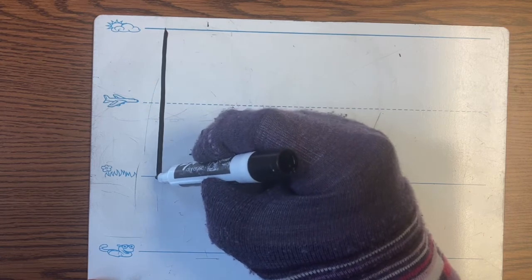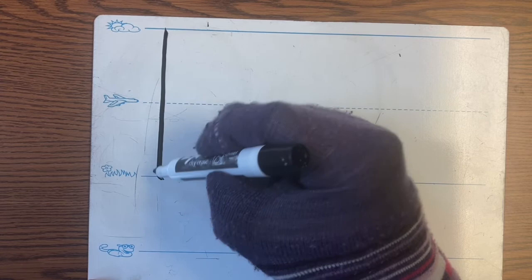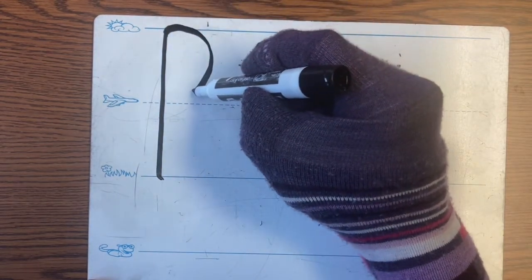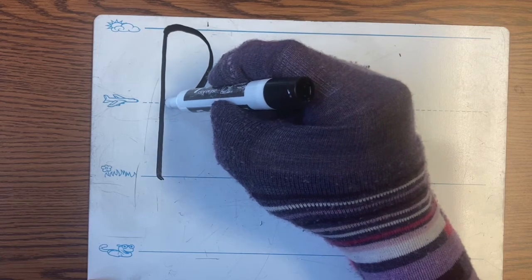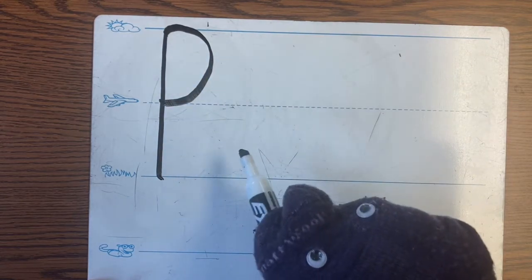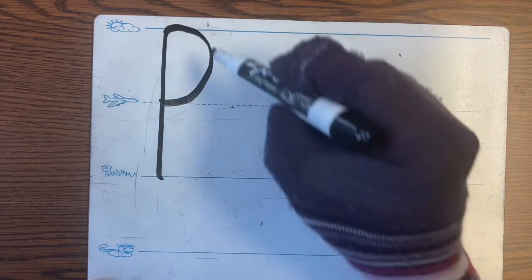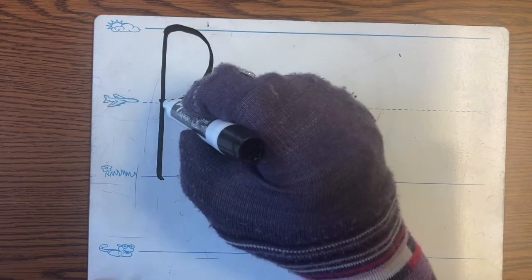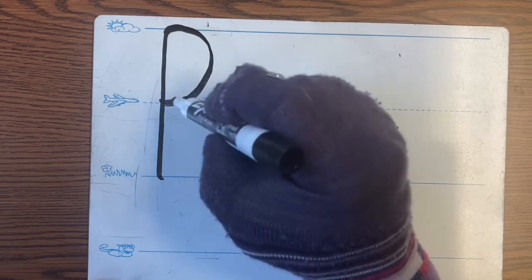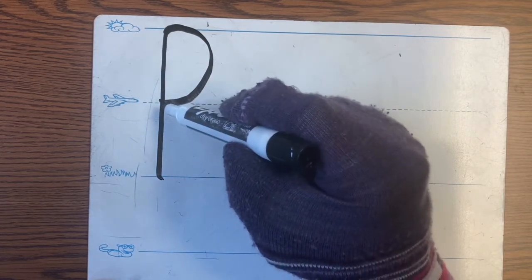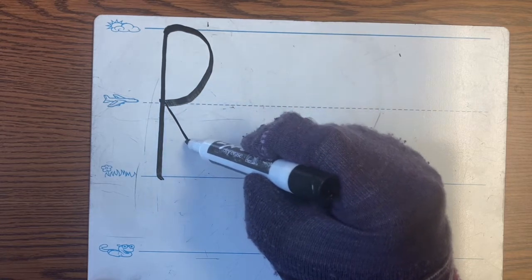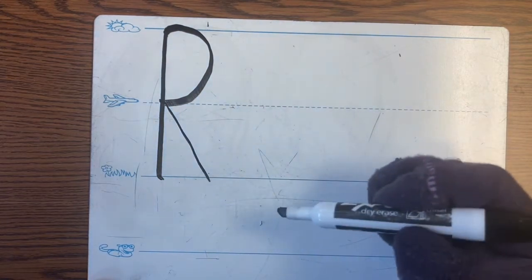Should I retrace or should I frog jump? I hope you said frog jump, woo! And then I make my bubble down to the plane line. Okay, I've got a nice P. Check that it starts at the skyline and it ends at the grass line. And then right here, there's a lot going on here, and we're gonna take our marker and we're gonna make that sliding stem down to the grass line.